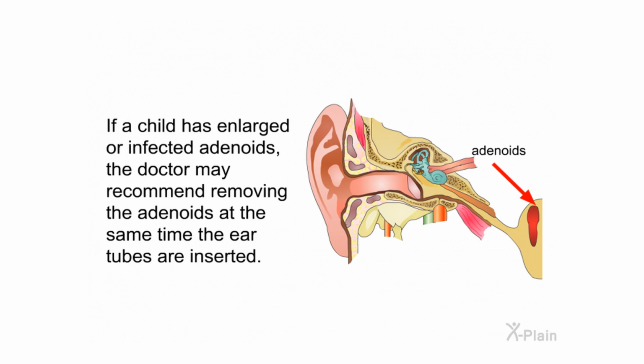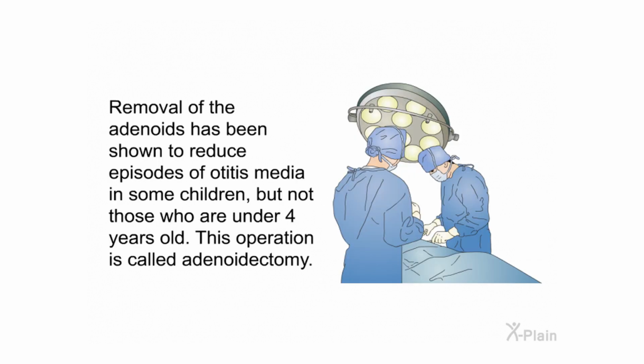If a child has enlarged or infected adenoids, the doctor may recommend removing the adenoids at the same time the ear tubes are inserted. Removal of the adenoids has been shown to reduce episodes of otitis media in some children, but not those who are under 4 years old. This operation is called adenoidectomy.